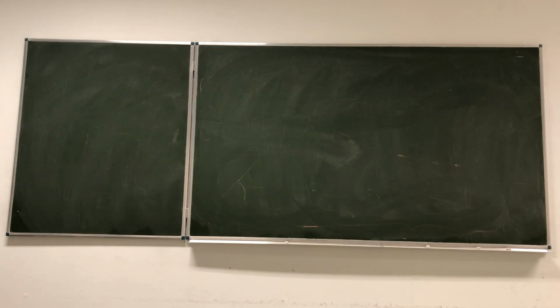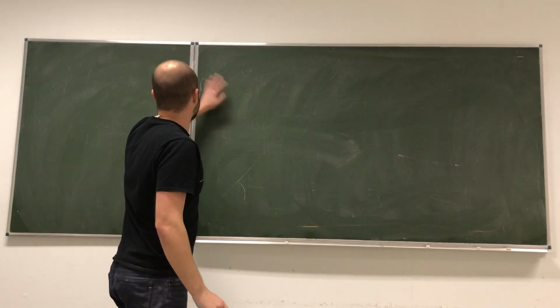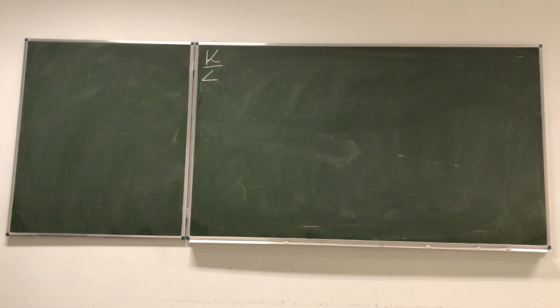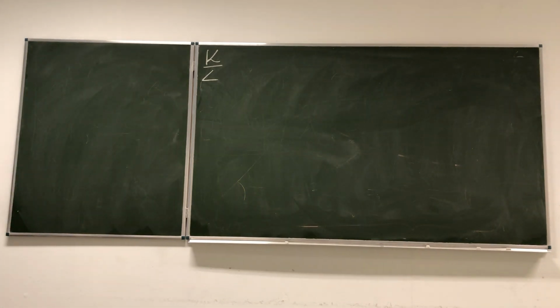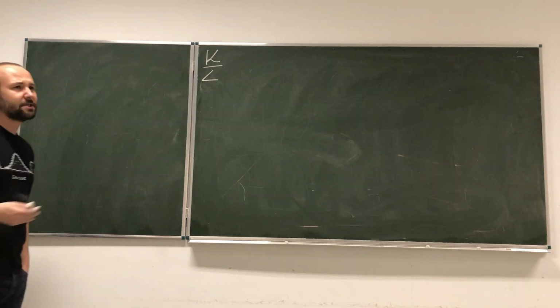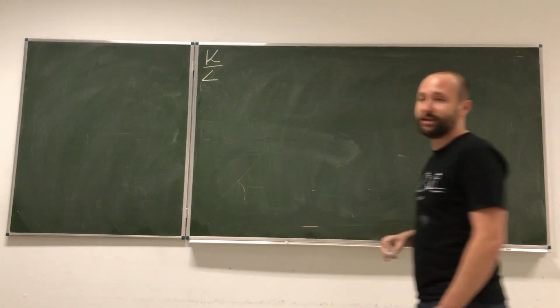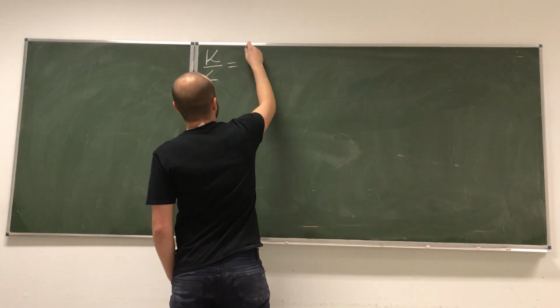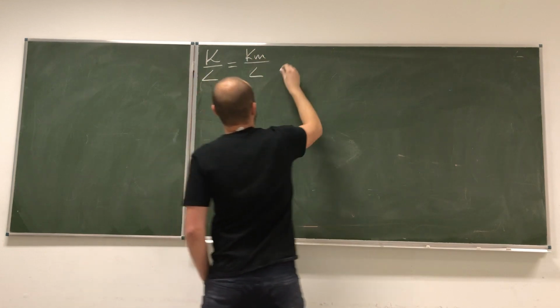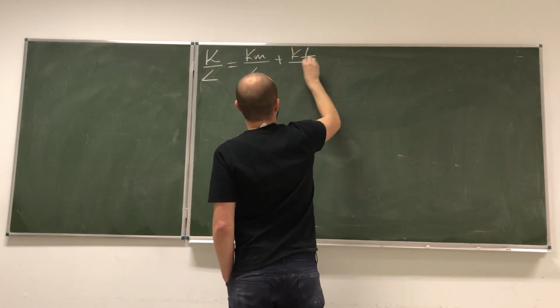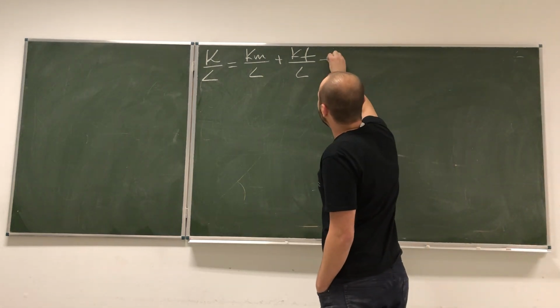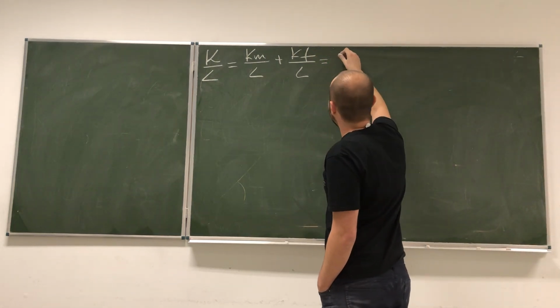Okay, so let's check out one more thing. Let's just say that we have some amount of capital and some amount of labor in the economy, and here we've got the capital to labor ratio. Now, using the assumption of full employment, we get that this is equal to Km over L plus Kf over L, right? Because the capital can be used either in manufacturing or in the food industry. Now, I can rewrite those very easily like that.